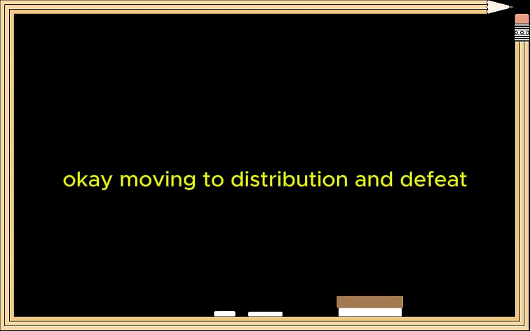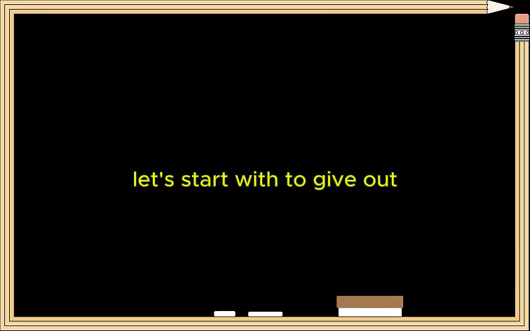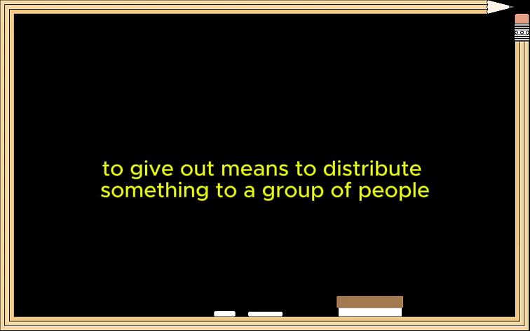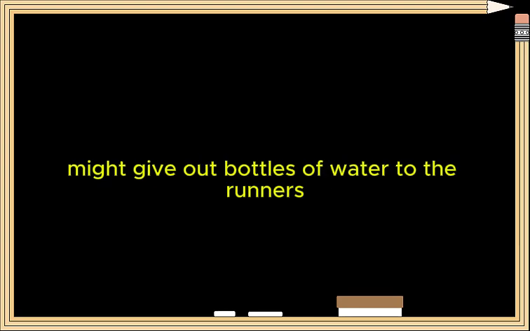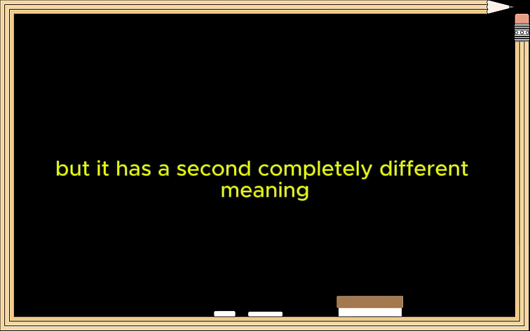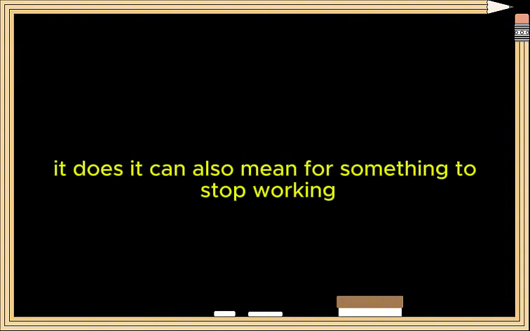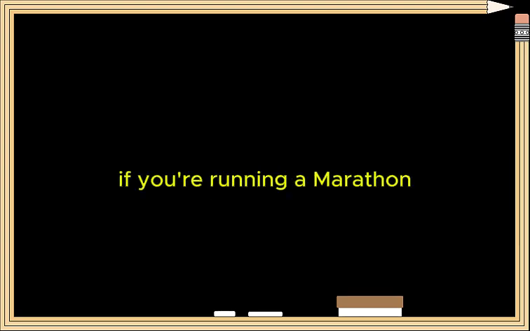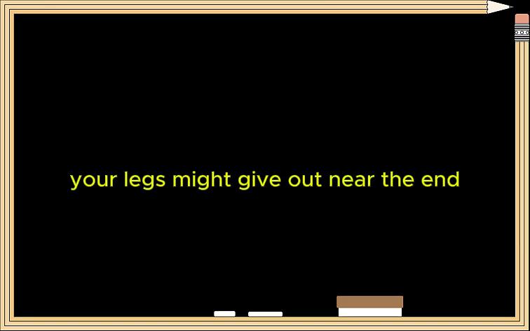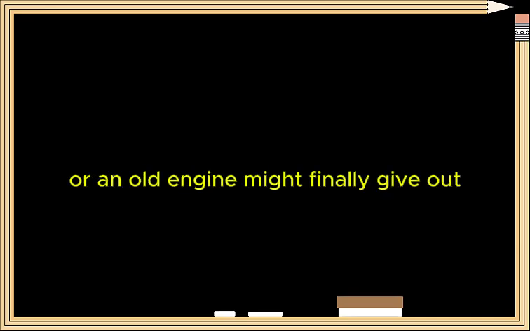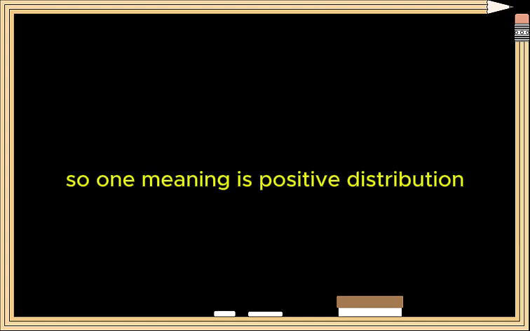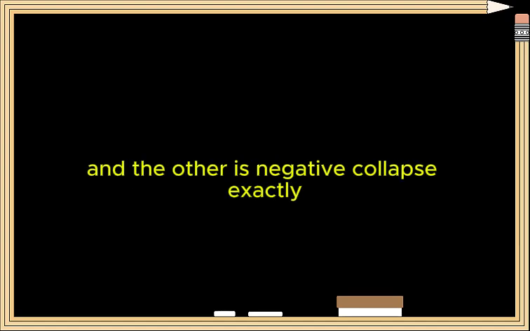Okay, moving to distribution and defeat. Let's start with to give out. To give out means to distribute something to a group of people. A volunteer at a marathon might give out bottles of water to the runners. But it has a second, completely different meaning, doesn't it? Related to failure. It does. It can also mean for something to stop working due to exhaustion or stress. If you're running a marathon, your legs might give out near the end, or an old engine might finally give out. So one meaning is positive distribution, and the other is negative collapse.